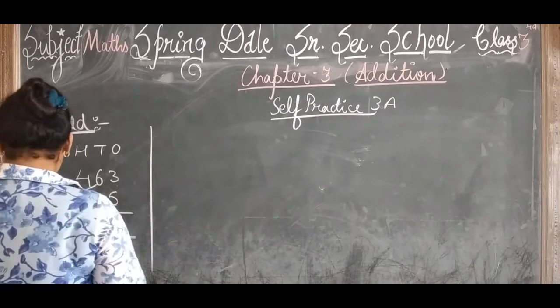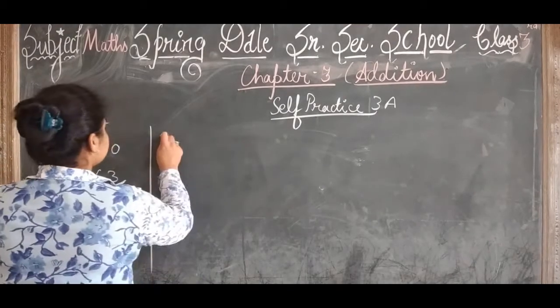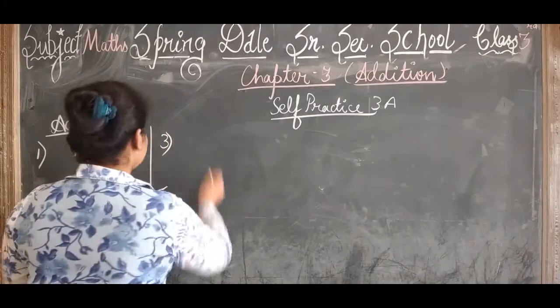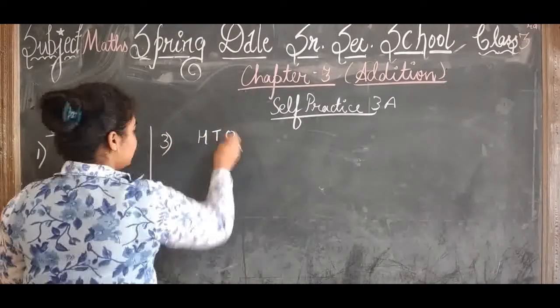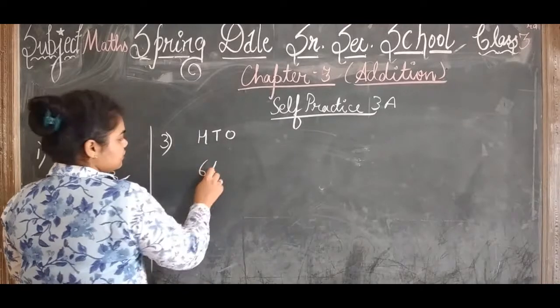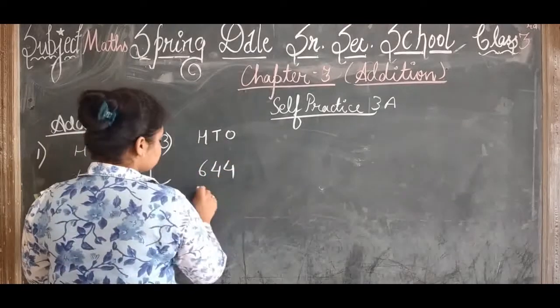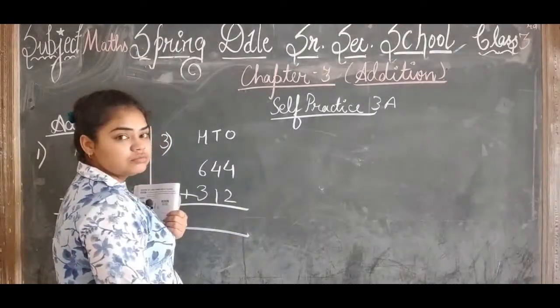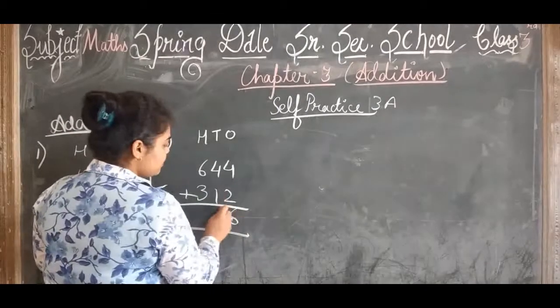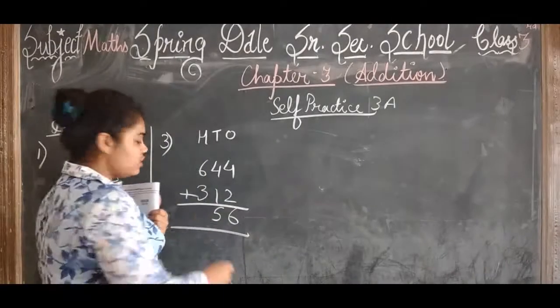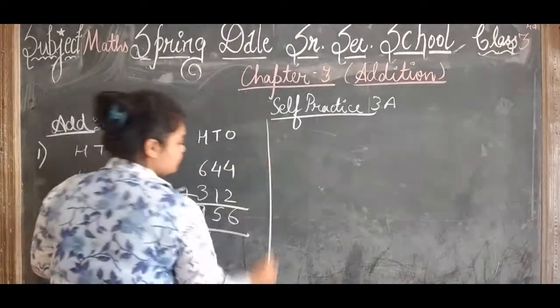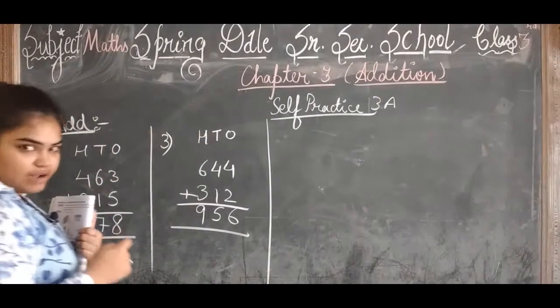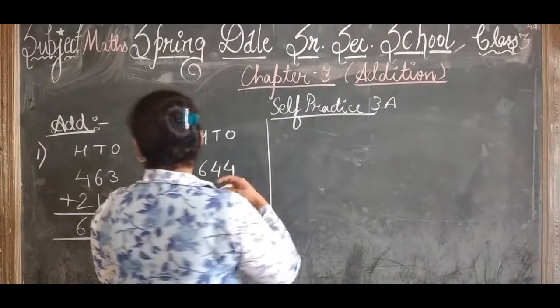Now we will do the third part. 100 tens ones, 644 plus 312. 4 plus 2, 6. 4 plus 1, 5. 6 plus 3, 9. Without carry over, we have done the question number 1 third part.